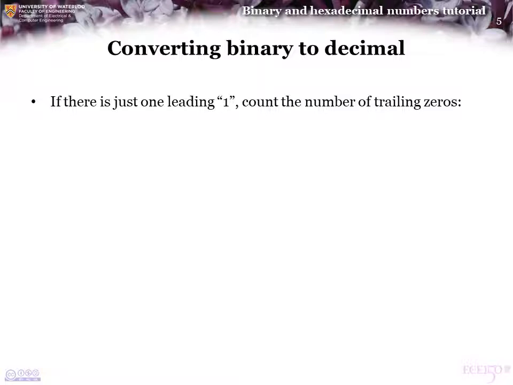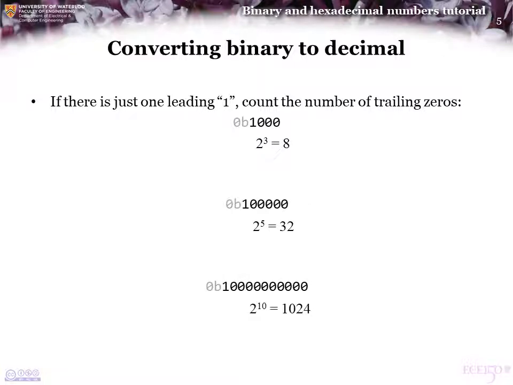Now, in converting a binary number to decimal, if there is just one leading 1 followed by a number of trailing zeros, all you have to do is count the number of trailing zeros, and that number represents 2 to that number. So for example, here I have 3 trailing zeros, so this represents 2 to the 3 or 8. Here I have 5 trailing zeros, so this represents 2 to the 5 or 32. And here I have 10 trailing zeros, so this represents 2 to the 10 or 1024, or more colloquially 1024.